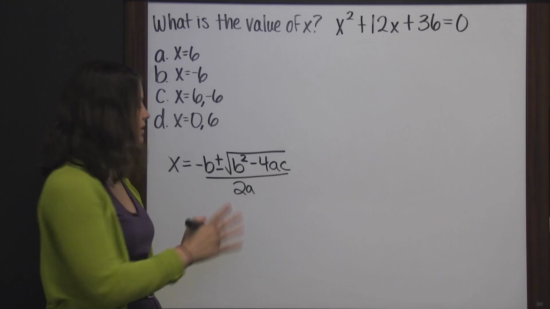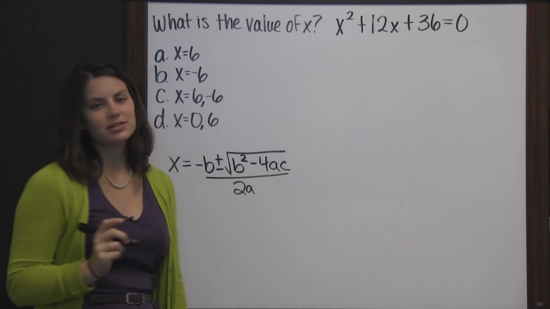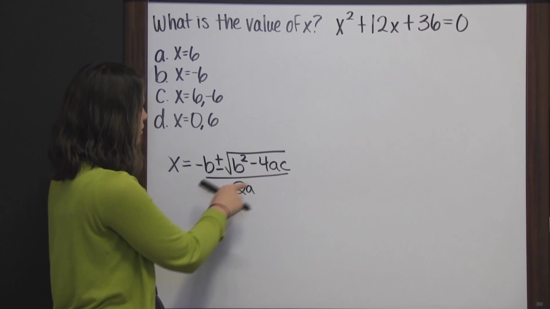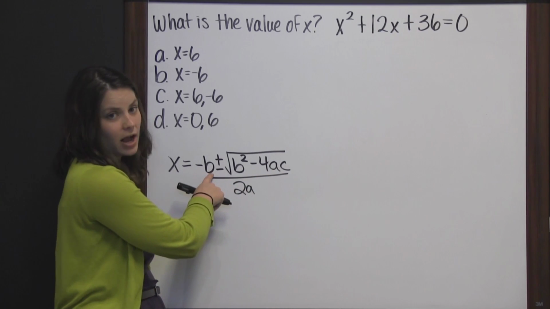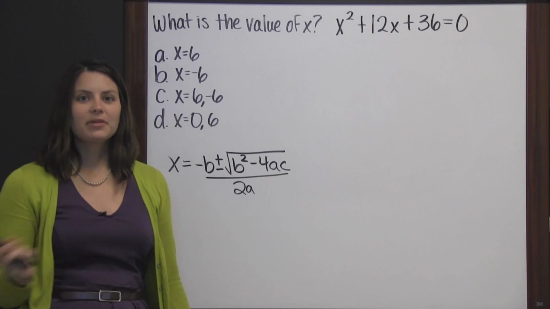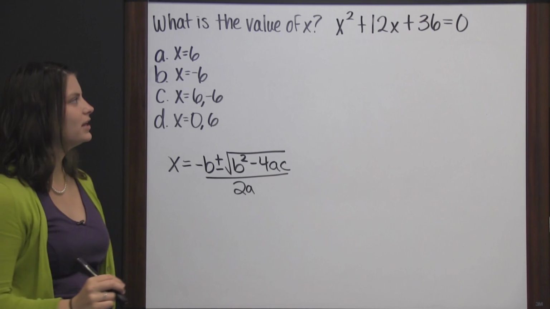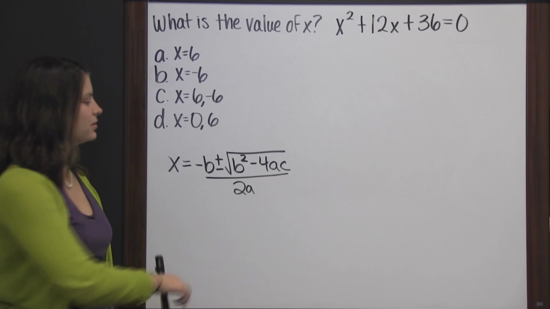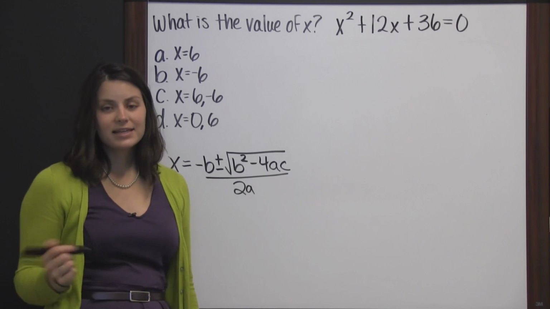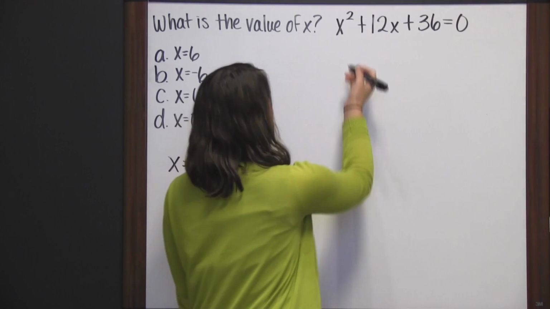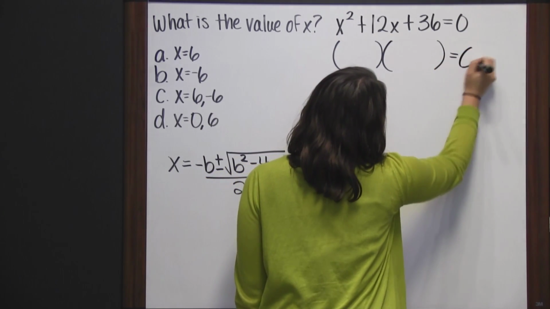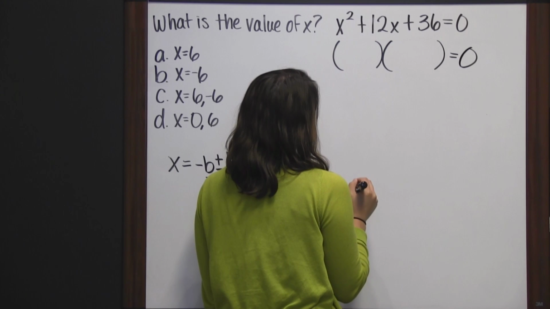And the a, b, and c are just the coefficients: a is the coefficient of your x squared term, b is the coefficient of your x term, and c is your constant. But there is another way to solve this that may even be a little bit easier than using the quadratic equation, and that is to factor. So I'm going to factor this trinomial into a binomial times a binomial.